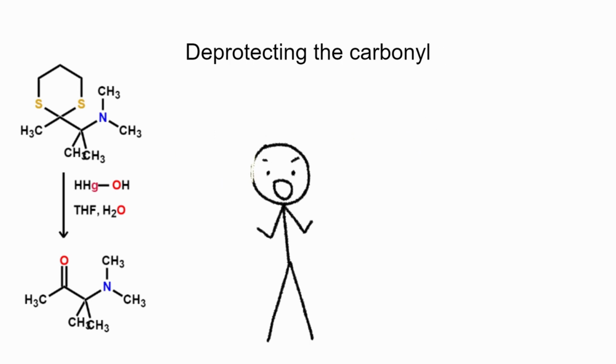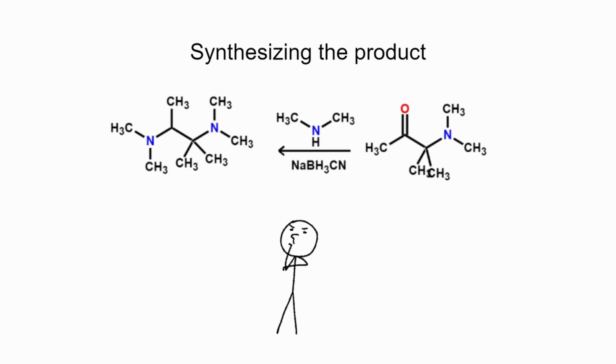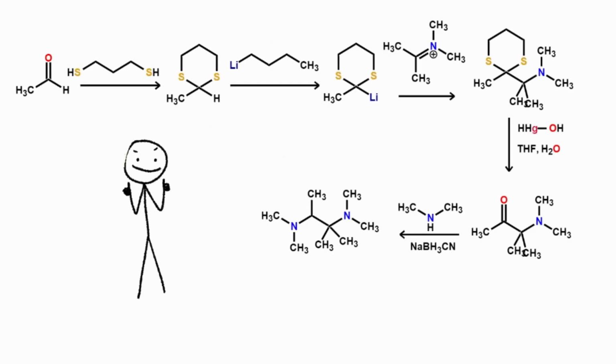Next, we'll deprotect the carbonyl using a reagent we learned previously. Then, we'll synthesize the final product using reductive amination. And now, all the steps on one page if you happen to miss anything. Make sure to pay attention.